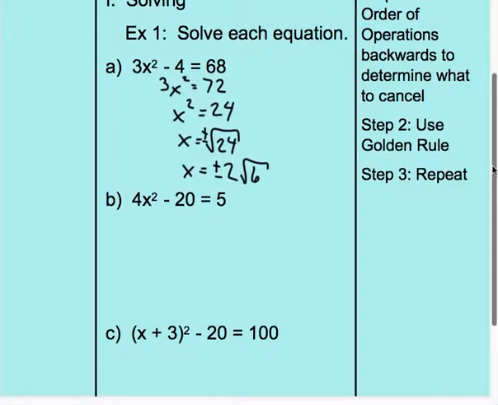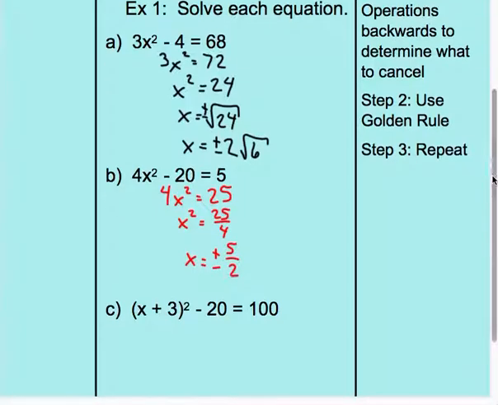Take a look at a couple more. So our next one, solving our equation, we're going to add 20 to both sides. Divide both sides by 4. Take the square root, remembering that we have a positive and a negative answer. This one is nice because 25 and 4 are both perfect squares, so square root of 25 is 5, square root of 4 is 2.